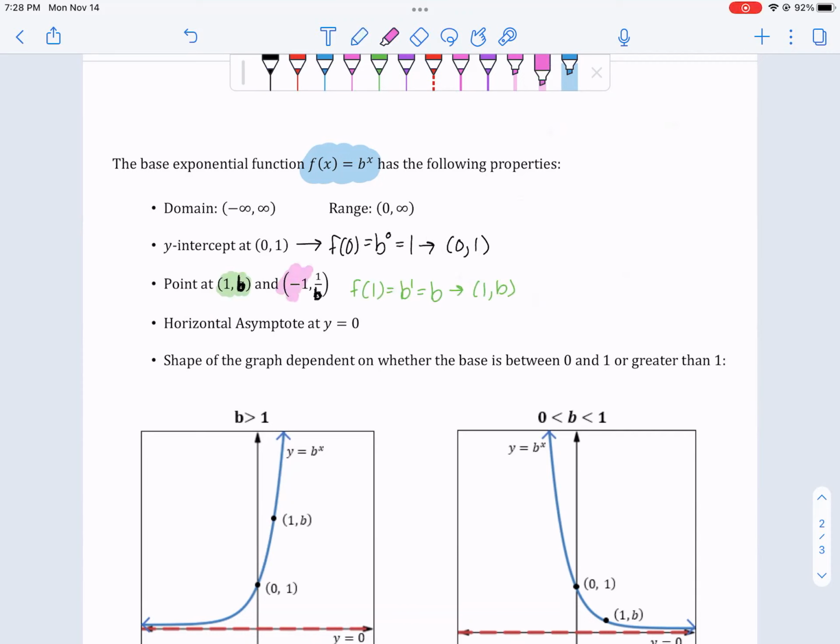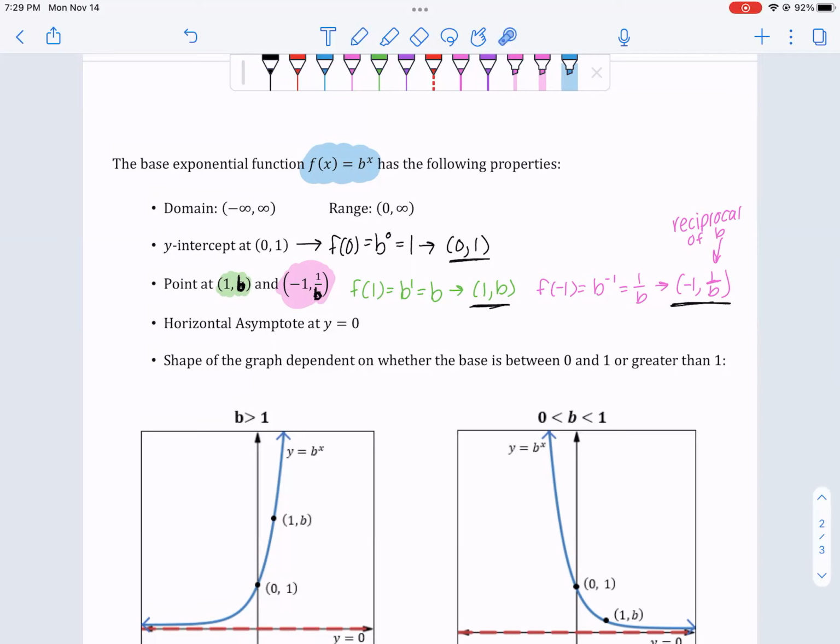And if you plug -1 into the function, f of -1, you get b to the -1, which is the reciprocal of b, 1 over b. So you get the point -1 comma 1 over b. Now, really, I just look at this as the reciprocal of b. I don't really think of it as 1 over b, but the reciprocal of b. But that gives you a total of 3 points on the graph.